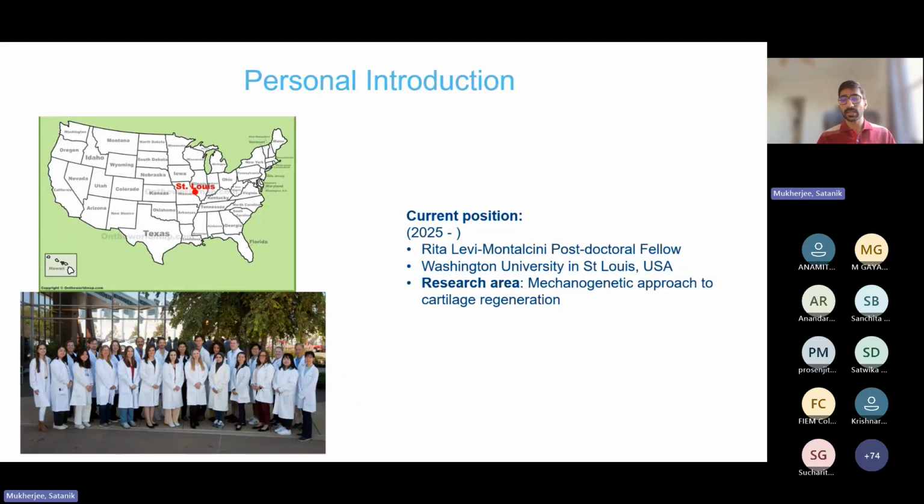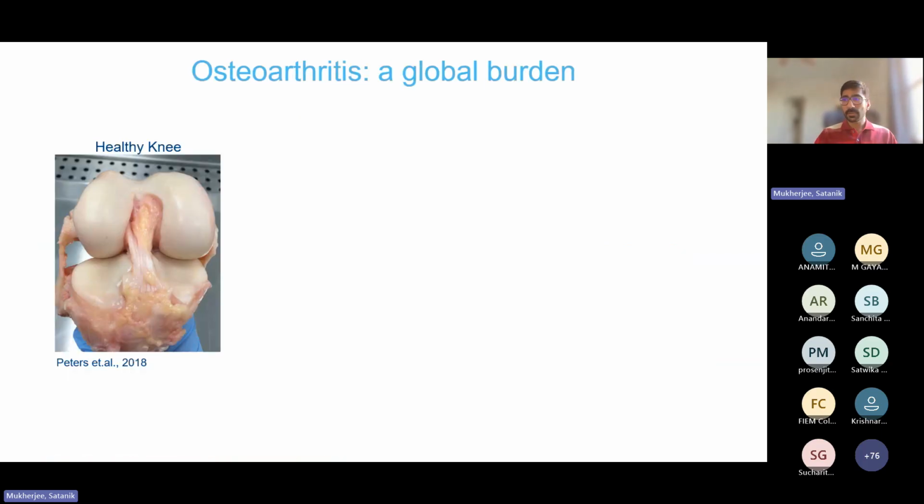This wide range of training that I have had over time also gives me the possibility to look into diseases from very different perspectives and solve them differently. The disease that I'm going to talk about today, which will form the basis of today's presentation, is osteoarthritis, which is a degenerative disease of the joints.